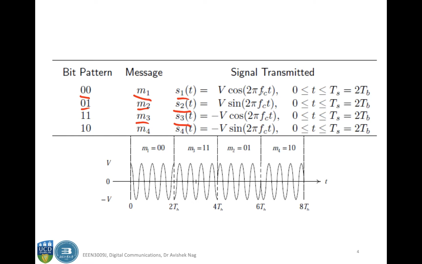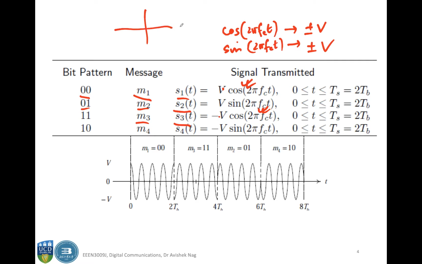So you can see that when you are sending the cosine signal, the amplitude is between plus and minus v, and when you are sending sine, the amplitude is also between plus and minus v. So plus v cos 2 pi fct, minus v cos 2 pi fct. So this is your S1 and S3.